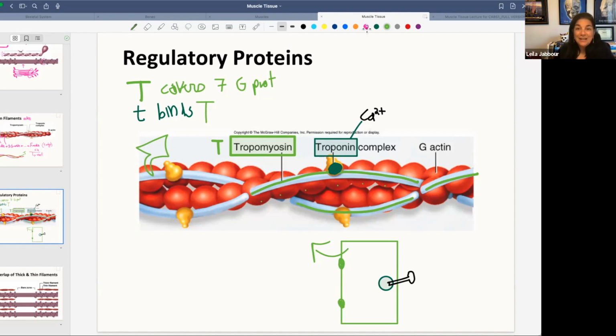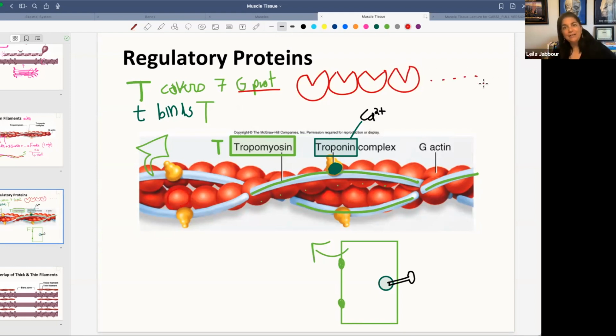Okay, so why is this kind of cool? Because these little individual G proteins, in red, actually have a binding site on them. Each one has a binding site, and they're strung together and form F-actin, right? So each one here has a binding site. A binding site for what? A binding site for the heads of the myosins. Boom.